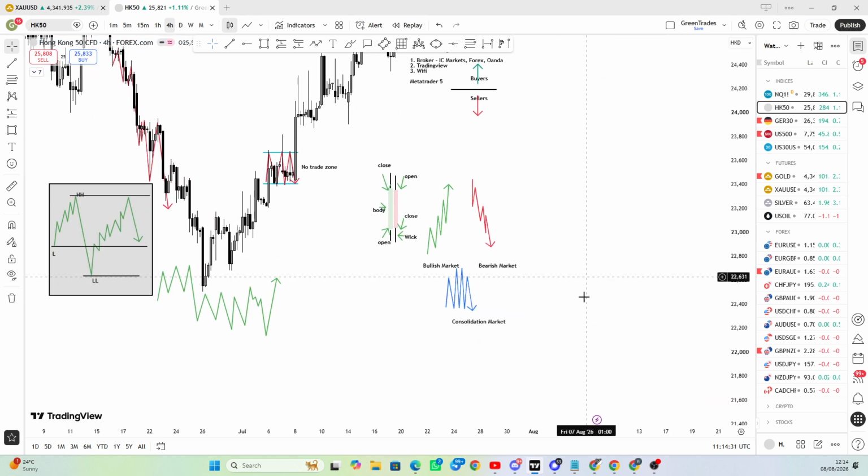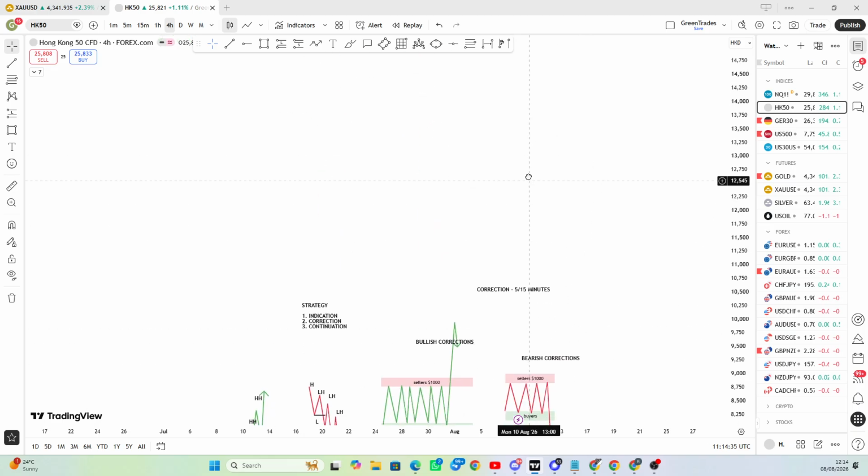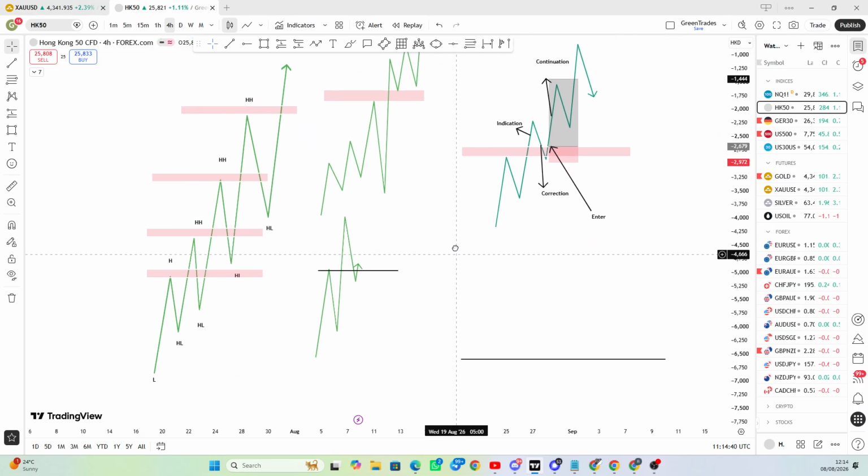Remember, if you go back to the market structure video, I explained what the structure is all about: the framework of the swing highs and swing lows of the price action, what's happening in the market. That will help you to understand market structure.